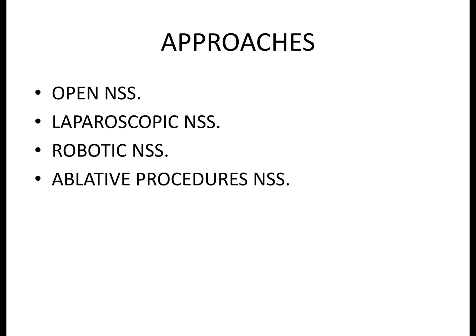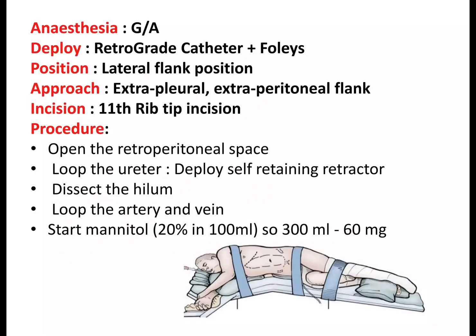Now coming, what are the steps of partial nephrectomy? It is performed under general anesthesia. We put a retrograde catheter, catheterizing the patient, and then we position the patient in the lateral flank position. Our approach is extrapleural, extraperitoneal, and our incision is supra 12 or supra 11, and that should be identified on the X-ray which you have.